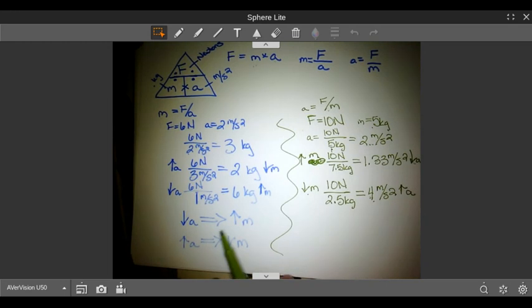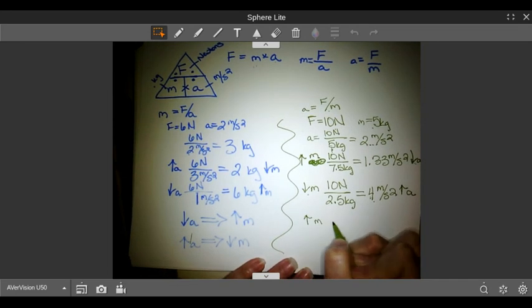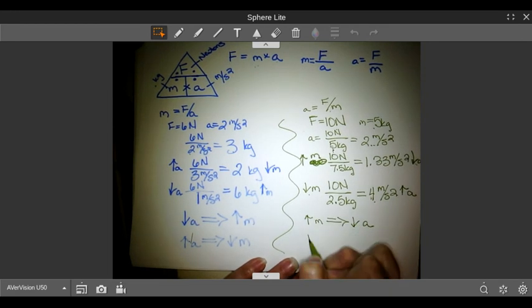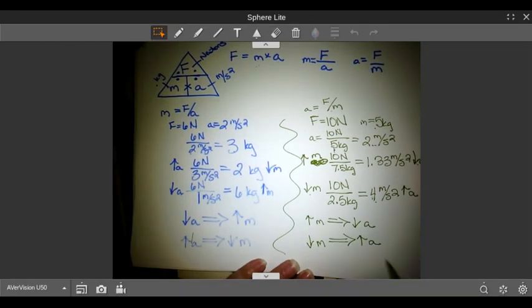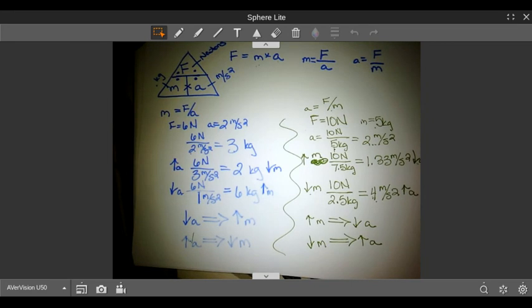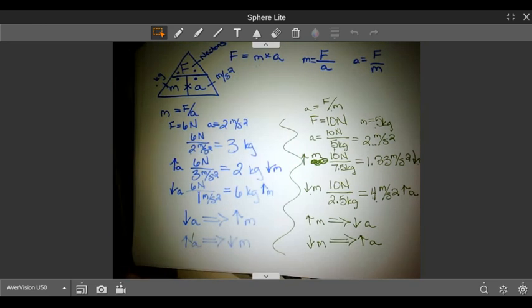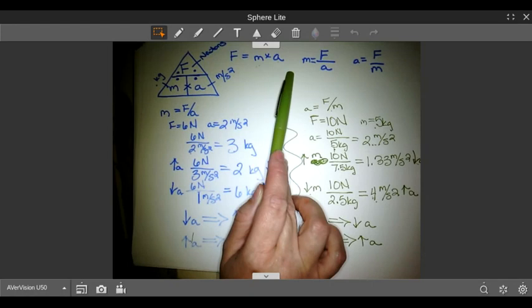So just like on this side, when I was playing around with my acceleration, if I increase my mass, then the acceleration decreases. If I decrease my mass, then the acceleration increases. So that relationship basically works like whatever you do to the mass or the acceleration, the opposite will happen to the other one. So if you increase the mass, then the acceleration is going to go down.